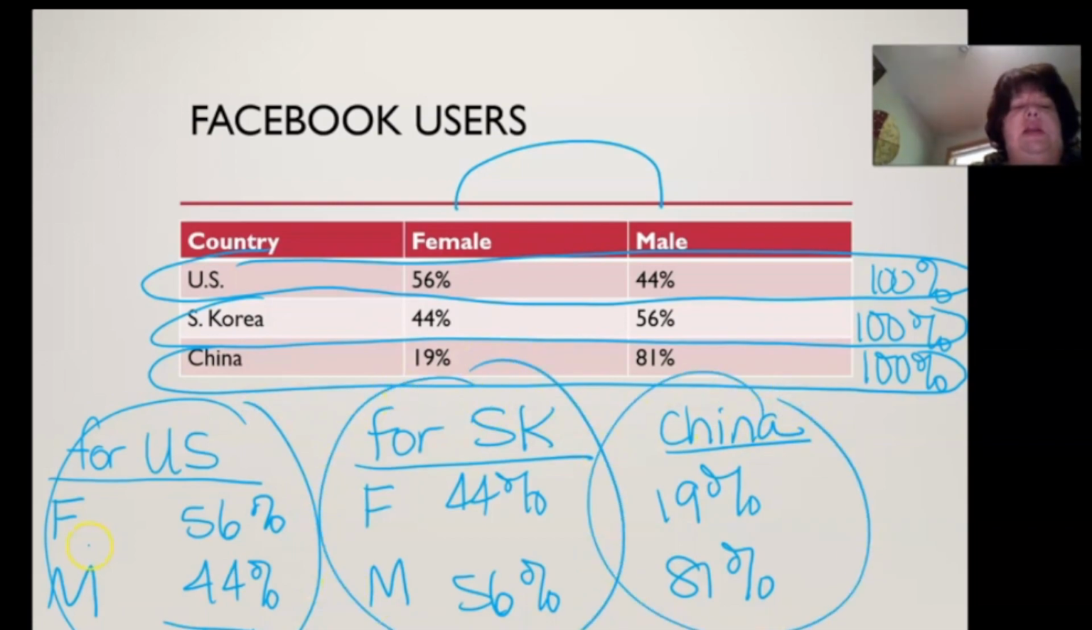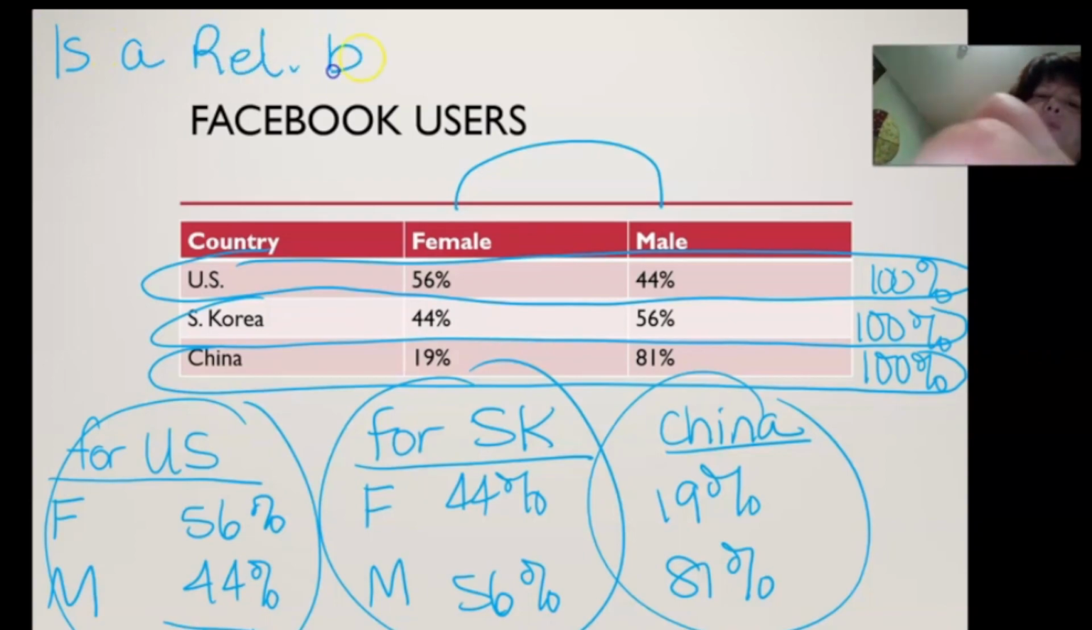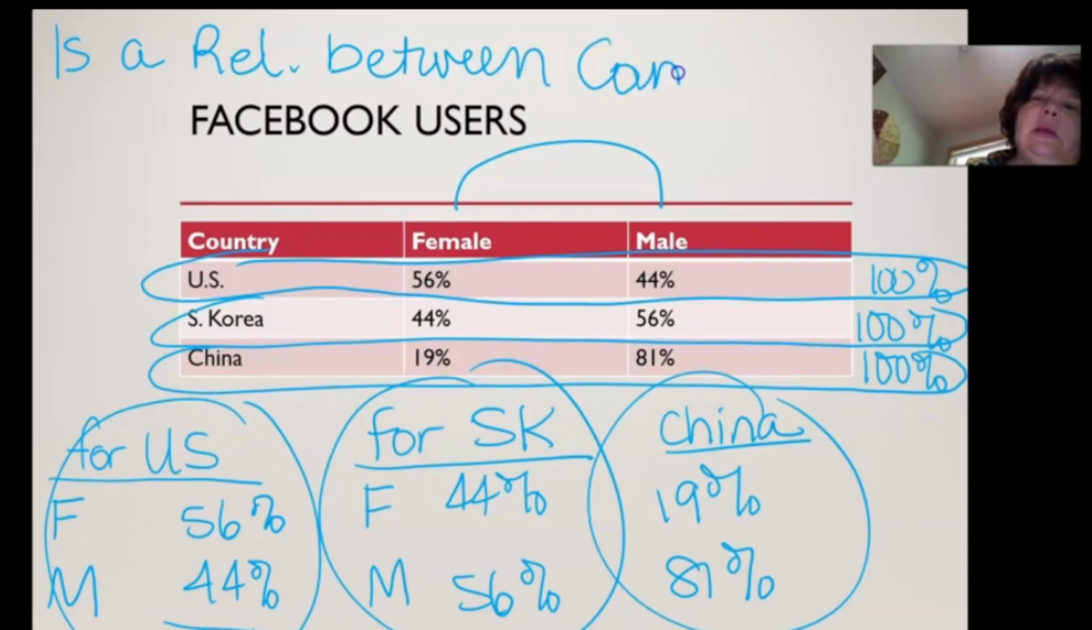Conditional distribution of gender, given they're in the US. Conditional distribution of gender, given they're in South Korea. Conditional distribution of gender, given they're in China. And you can compare those and definitely see there is a relationship between country and gender.